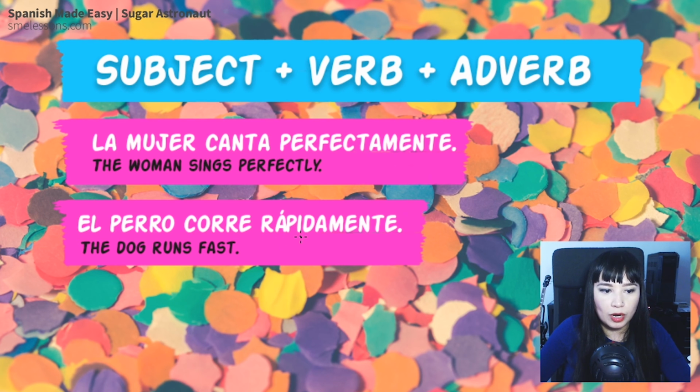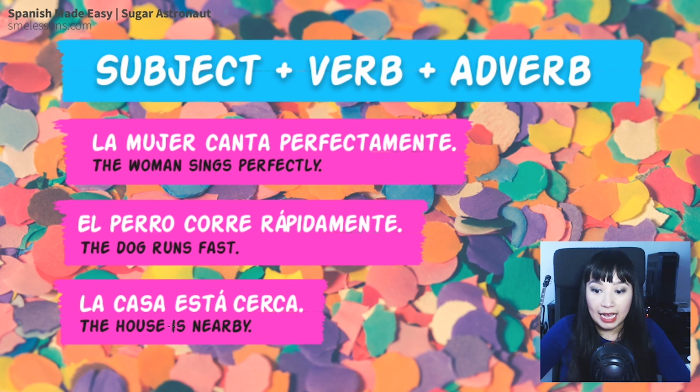El perro corre rápidamente. The dog runs fast. El perro is the subject. Corre is the verb. And rápidamente is the adverb. El perro corre rápidamente. The dog runs fast. La casa está cerca. The house is nearby. Okay, la casa, subject.